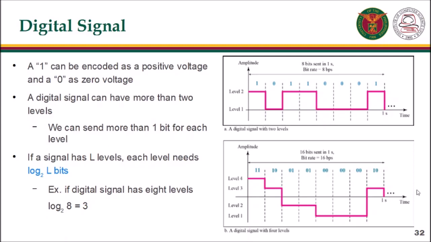Information can also be represented by a digital signal. For example, a 1 can be encoded as a positive voltage and a 0 as a 0 voltage. A digital signal can have more than 2 levels. We can send more than 1 bit for each level. If a signal has L levels, each level needs log base 2 of L bits. For example, if a digital signal has 8 levels, we need 3 bits.